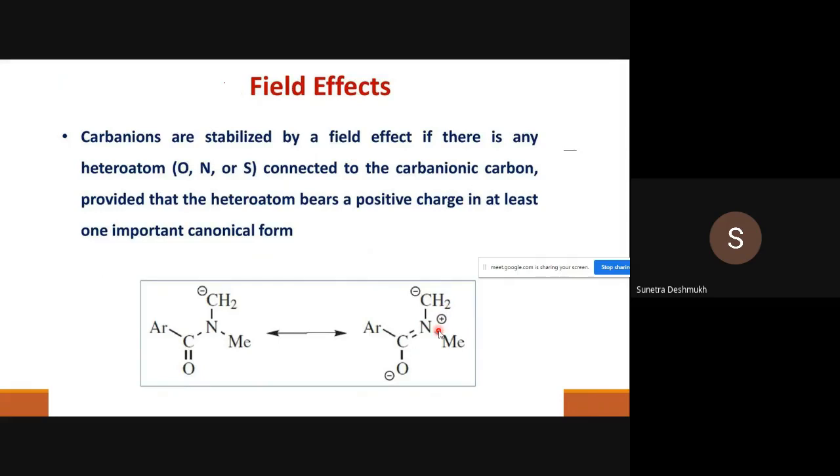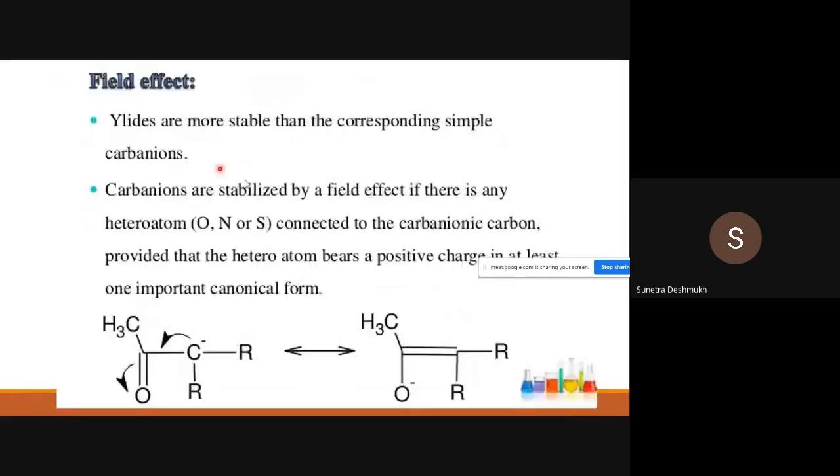Okay, so ylide. If a heteroatom like nitrogen, sulfur, or phosphorus is holding a positive charge, and the adjacent carbon atom possesses a negative charge, that moiety we call an ylide. I think you are quite familiar with ylides. Ylides are more stable than the corresponding simple carbanions.